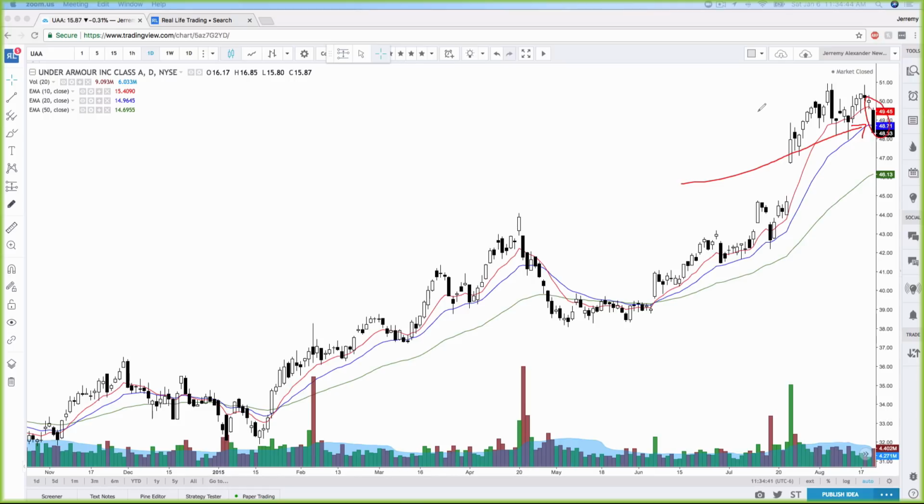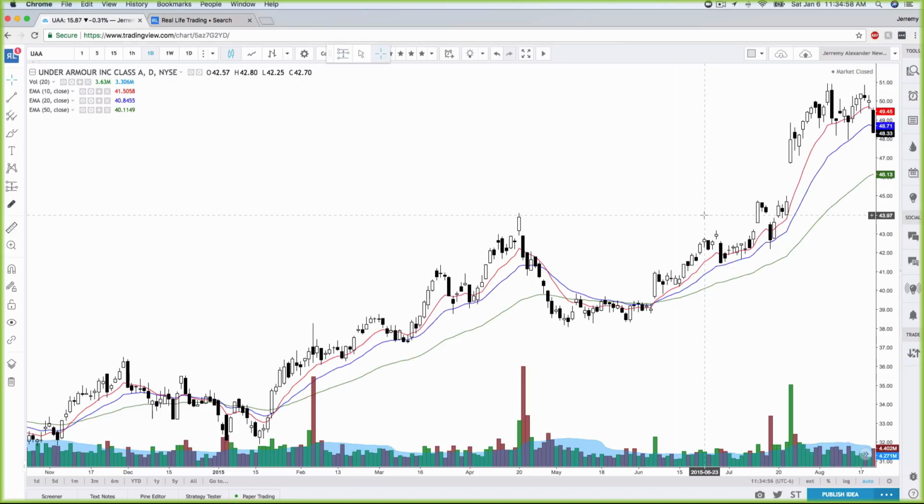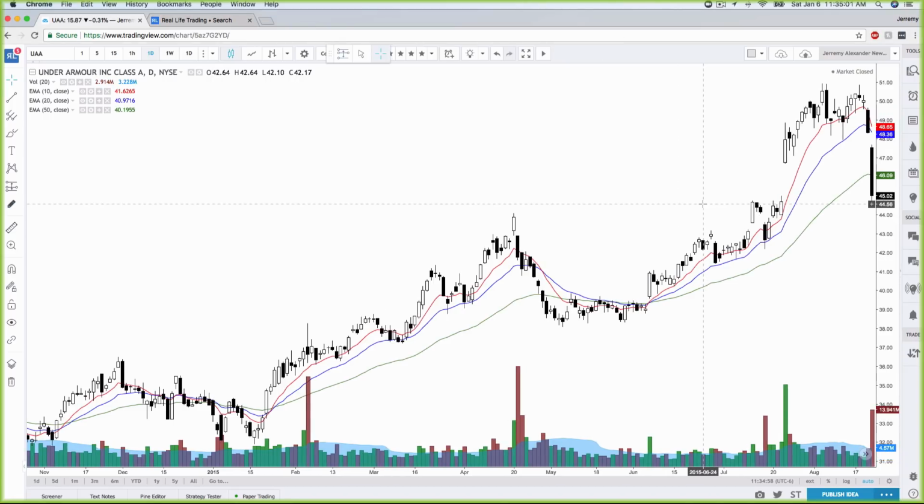That's a one black crow. It's a bearish gap and go. Volume is increasing. You have this double top looking thing because it traded right up to these exact highs and failed. So there's a little bit more bearish momentum here on Under Armour. So based on this candle, I'd be looking at getting in bearish, and there she goes.